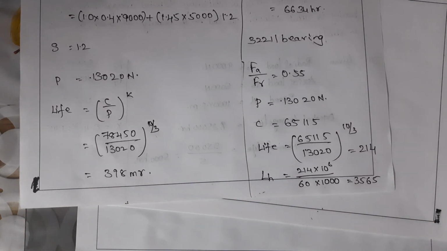Since this life is less than the required life, the previous one, that is the 32212 taper roller bearing, can be selected. So this is how we have to select a bearing by the trial and error method. Based on the required conditions, we have to select a suitable roller bearing.